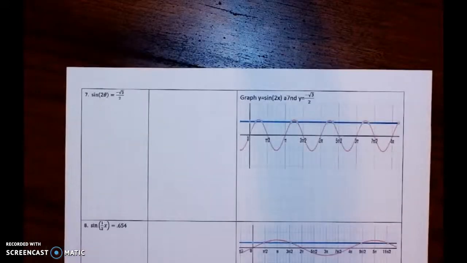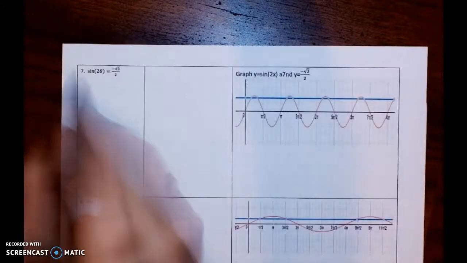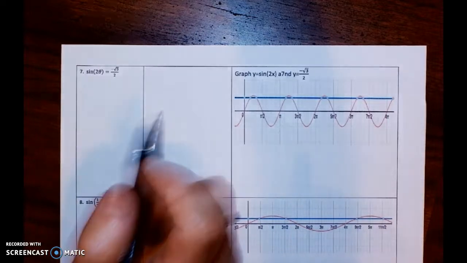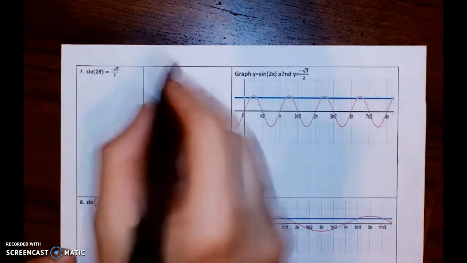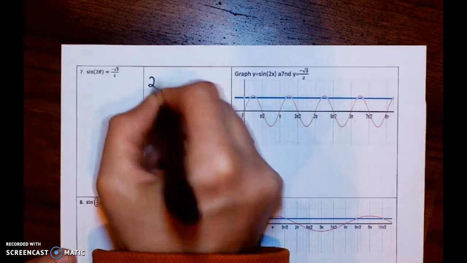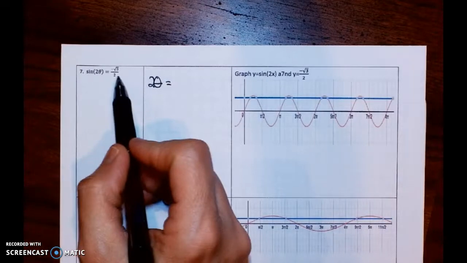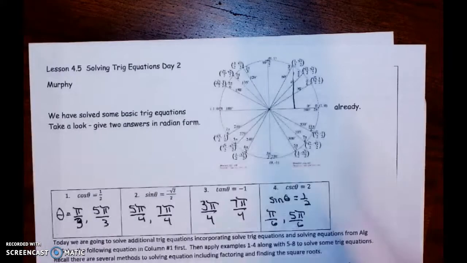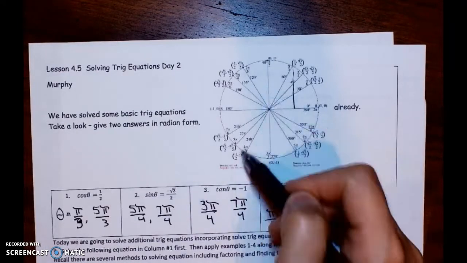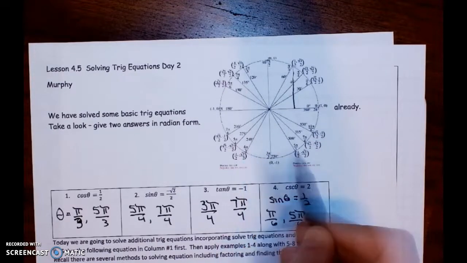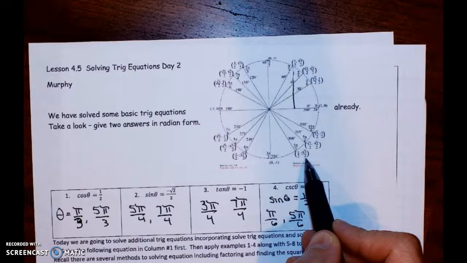Alright, we're going to continue to up the difficulty level just a few more times. Number 7, we're looking for when the sine of 2 theta is equal to negative radical 3 over 2. We're going to put down 2 theta. We're looking for when it is equal to negative radical 3 over 2. So if you go back to your unit circle, the sine is negative radical 3 over 2 at 4 pi over 3 and 5 pi over 3.